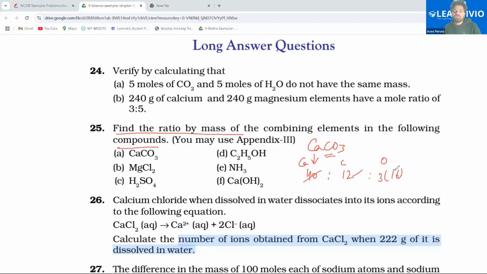So you can cut all by 4. You will get 10, here you will get 3, and here, when you cut it by 4, you will get 4, and 4 multiplied by 3 is 12. Now you can further cut it. So that would be 5 is to 3 is to 6. That is the combining mass ratio of calcium, carbon and oxygen. Understood? समझ आया? Yes, sir. So try to find out the combining mass ratio of ethanol, calcium hydroxide and H2SO4 fast.